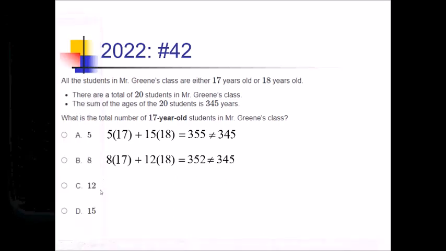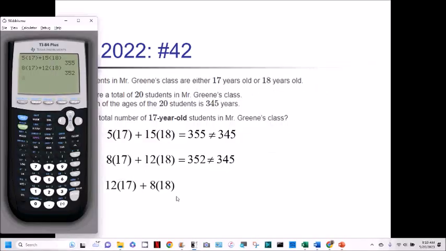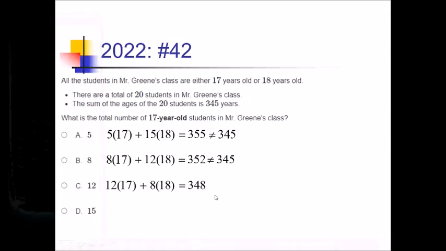Let me try now 12 17-year-olds and 8 18-year-olds. And back on my calculator, now I'm going to be extra fancy. And since I'm just reversing the numbers, I'm going to do 8 times 18 and 12 times 17 on here. Same thing as I have on my paper there. That comes out to 348. So we're getting closer to 345. By process of elimination, it's got to be 15. That's 15 17-year-olds and 5 18-year-olds.